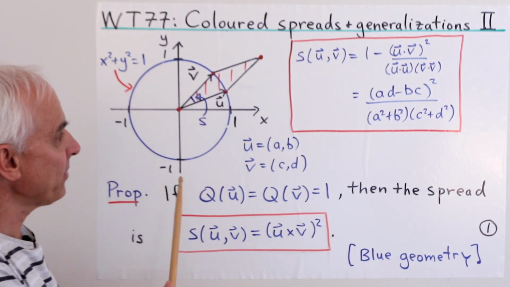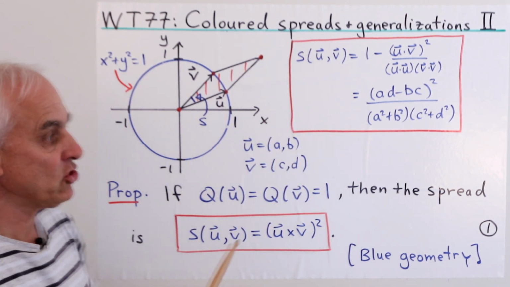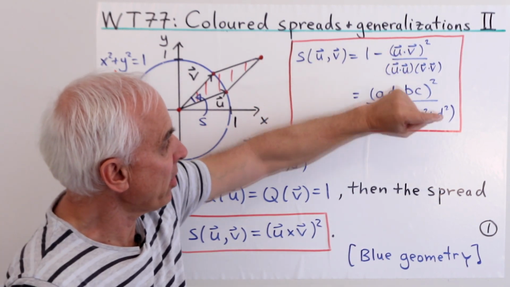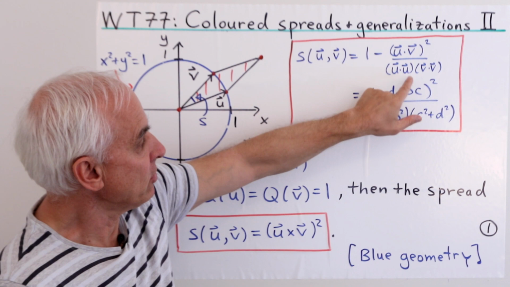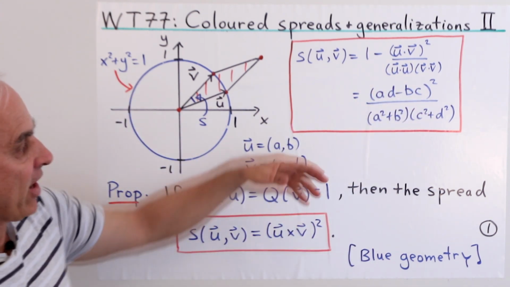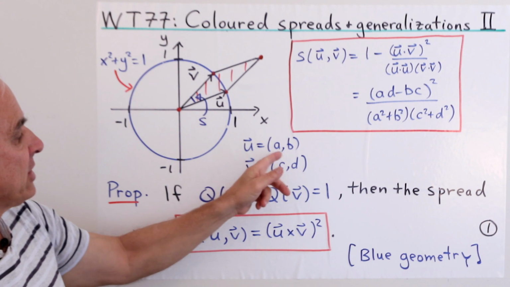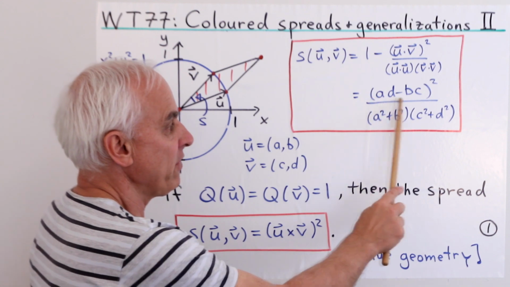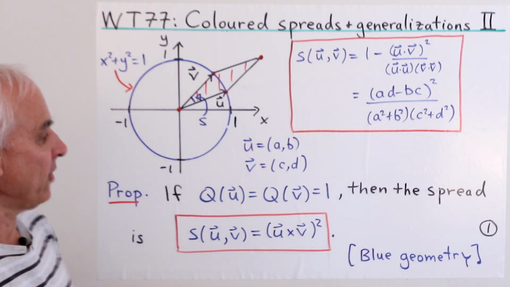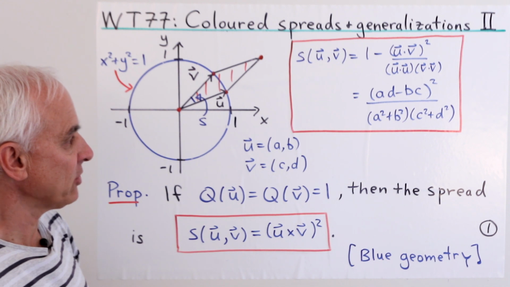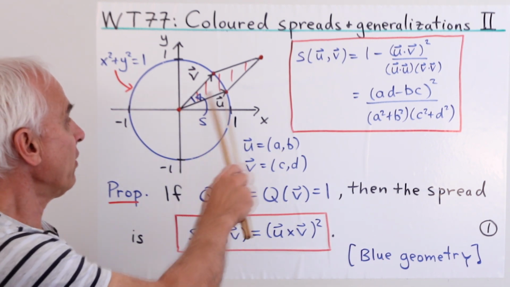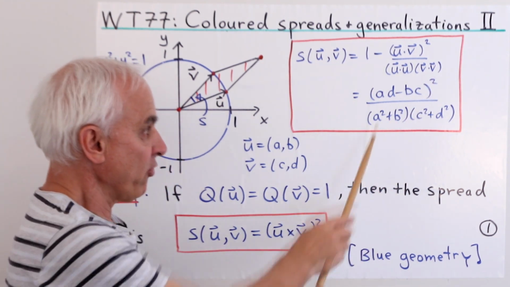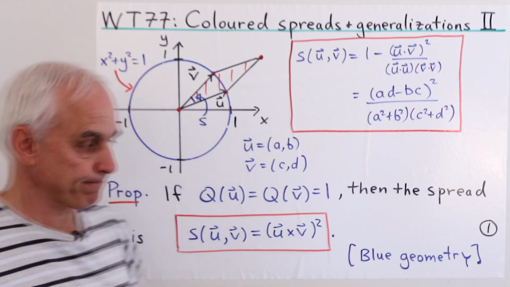Okay, a good place to start is with the familiar blue geometry. Here's our unit circle. Here's our formula for the spread between two vectors, vector u and vector v. It's in general 1 minus the dot product of u and v all squared divided by u dot u, v dot v. And this has an alternative reformulation in the case when u equals, say, (a, b) and v equals (c, d), in terms of this kind of expression involving ad minus bc. This cross product between the two vectors represents the area of the parallelogram formed by them. And that's all squared, and under here we have the product of the quadrances of the two vectors.